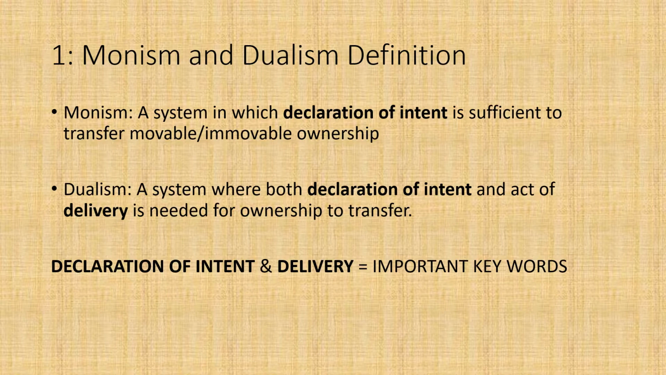Now, a monist system only needs a declaration of intent for the transfer of a movable or immovable property to be valid, right? So the product doesn't need to be delivered to you yet for it to be under your ownership. But in a dualist system, you need both declaration of intent and the act of delivery to occur for the actual ownership to transfer.